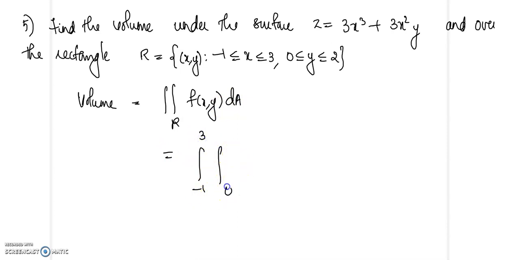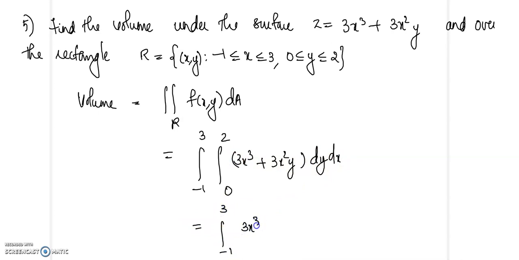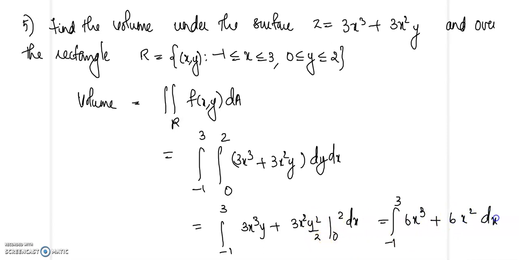Let us integrate first with respect to y, then with respect to x. So we'll get the integral of 3x cube plus 3x square y dy dx. That is the integral from minus 1 to 3. So we will get 3x cube y plus 3x square y square by 2 from 0 to 2 dx. So that is the integral from minus 1 to 3 of 6x cube plus, applying the limit with 2 square by 2, again 6x square dx.